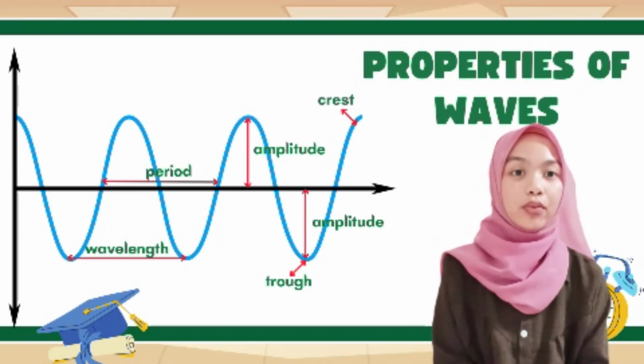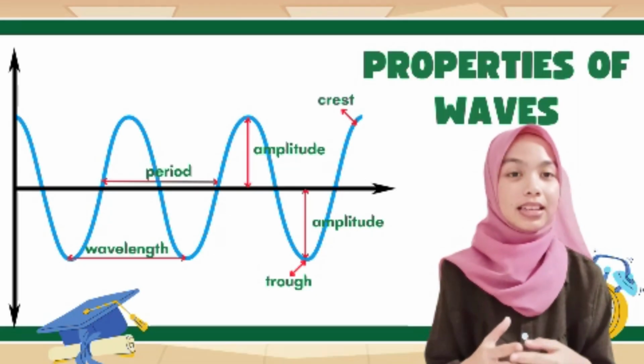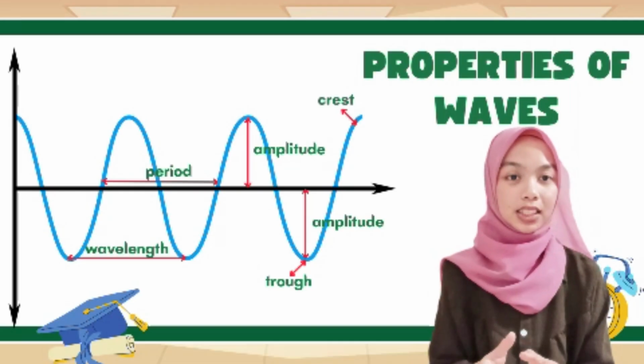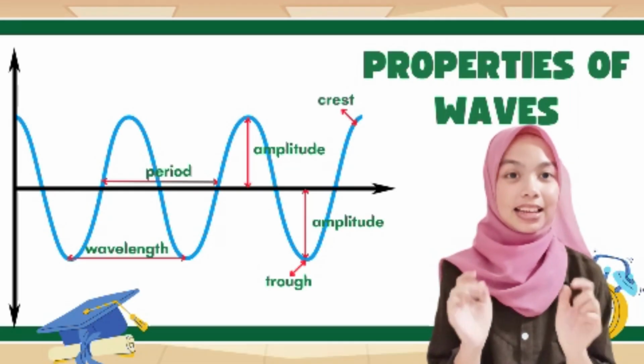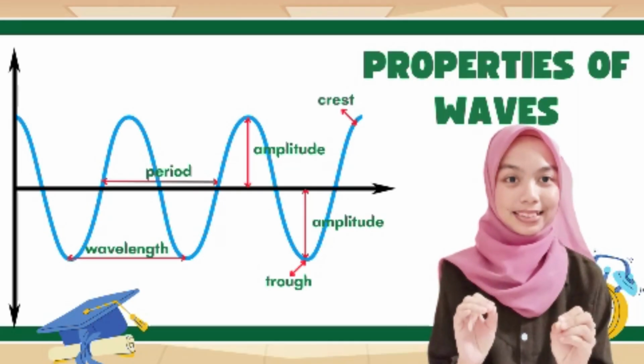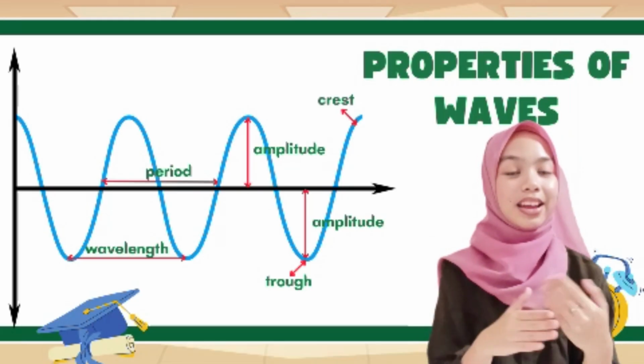And the third is frequency. Frequency is the number of waves that pass a point in 1 second, measured in hertz or Hz. Higher frequency means more waves per second. For sound, higher frequency means a higher pitch.